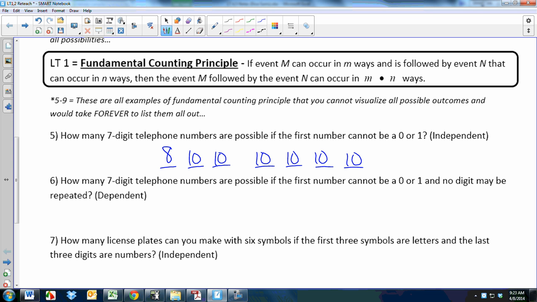All right. Multiply all those together, and you get 8 with 6 zeros, so 8 million. That was independent because it didn't say anything about not being able to use the same number again. So try the next one, because it tells you can't use the same number again. Still a 7-digit phone number.